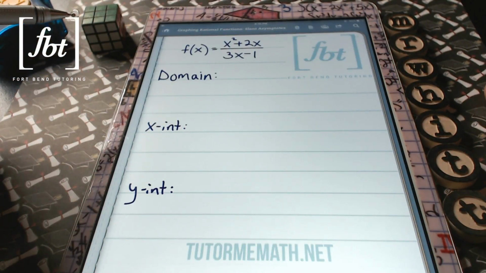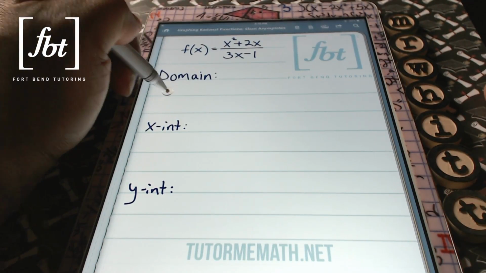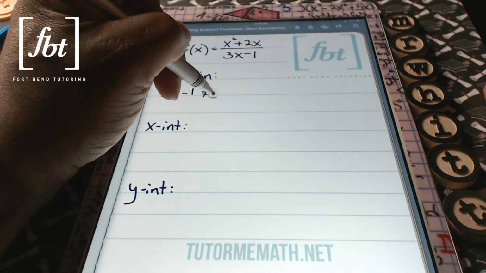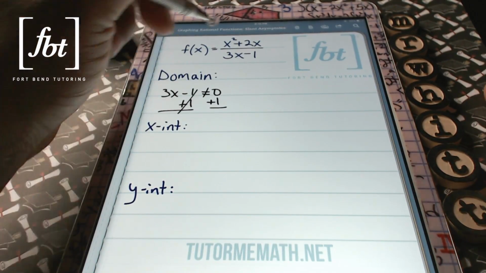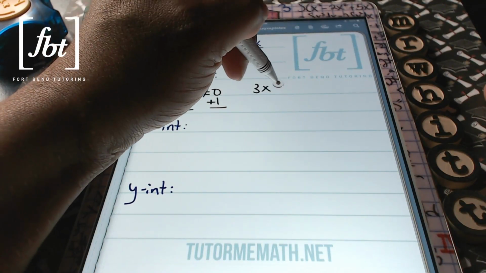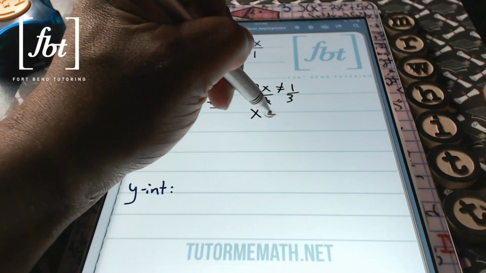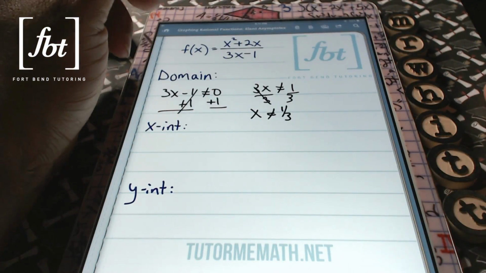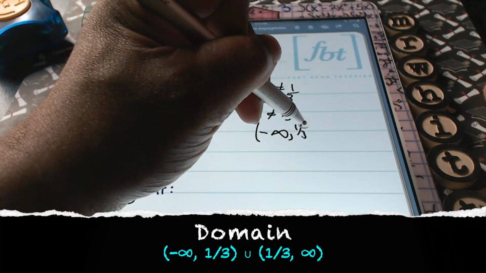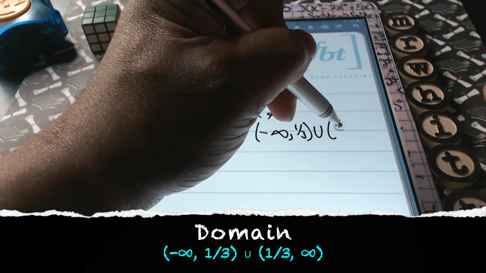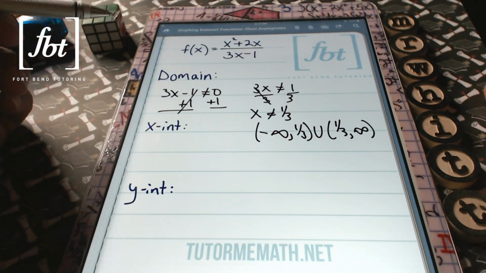Okay. For our domain, we can't have 0 in the denominator. So therefore, after setting this 3x minus 1 not equal to 0 and solving for it, by adding 1 to both sides, and then by dividing both sides by 3, we'll find that x cannot equal 1/3. Therefore, in interval notation, we'll have -infinity to 1/3 union 1/3 to positive infinity. And there is our domain for this function.